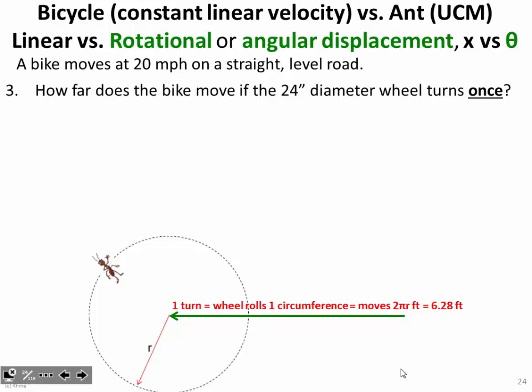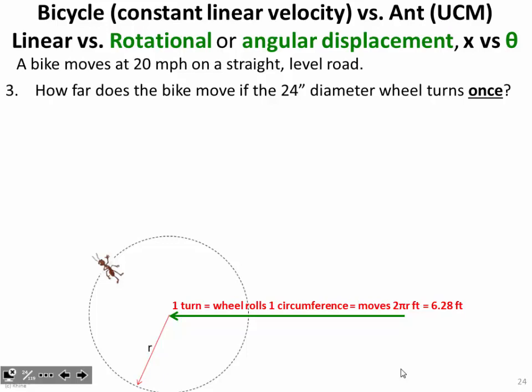I used to do this with a 10-speed bike tire. Those are 26-inch tires, but it's just easier to work with these numbers because it turns out to be a radius of 1 foot. Don't leave your money around there. All right, so this is the size tire we're talking about.